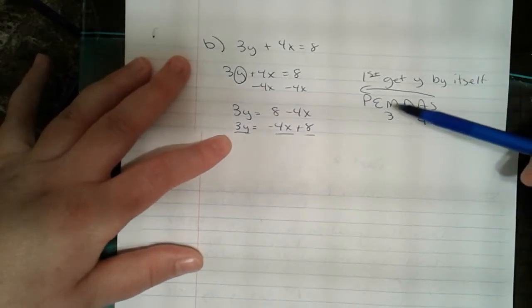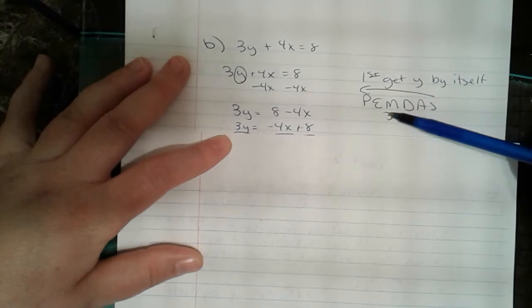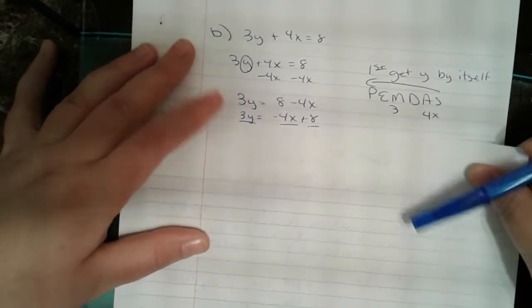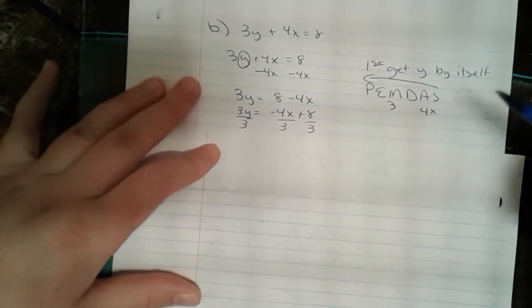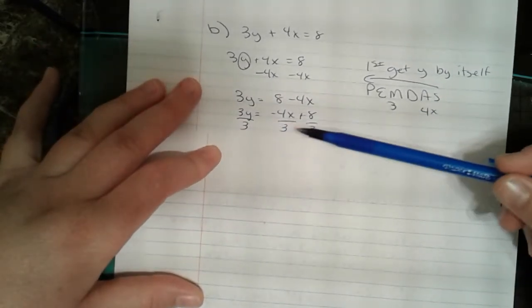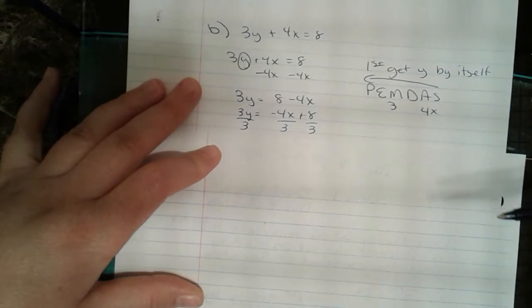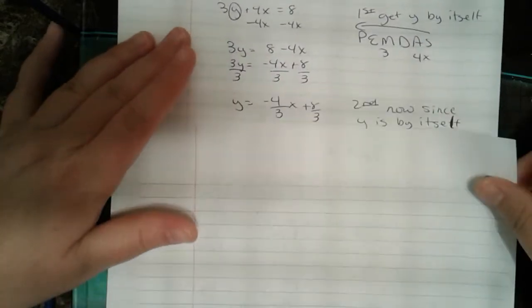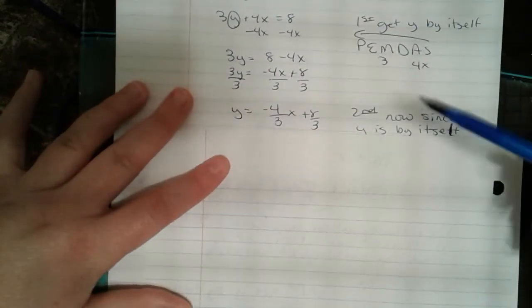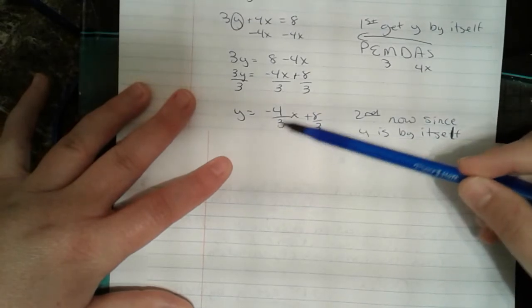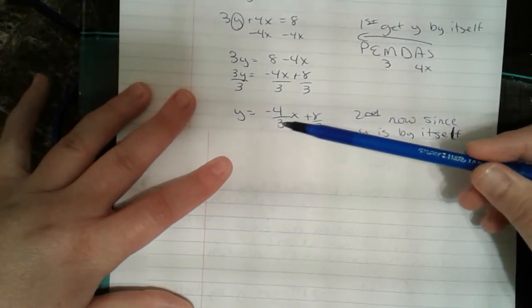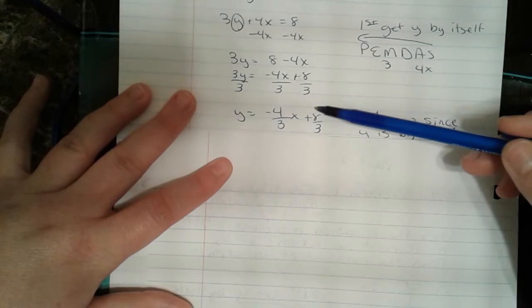Okay, so now we got to get rid of the 3. And we said up here that 3 was being multiplied. So what's the inverse operation of multiplication? Division. So I can divide everything by 3. And notice how I divided each term by 3. So I get y equals negative 4/3 x plus 8/3.